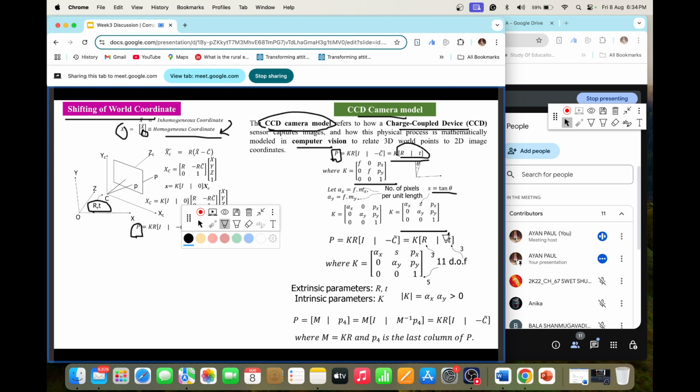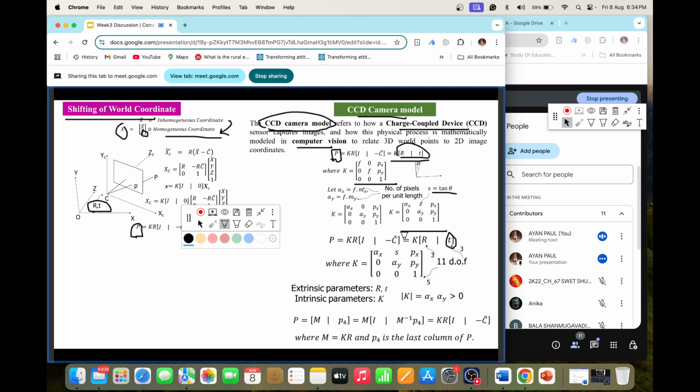In case of translation, we will have 3 degrees of freedom. Similarly for rotation, we will have 3 degrees of freedom. And about K, the camera calibration matrix, you can easily see in the picture: 1, 2, 3, 4, 5. This one is just for scale. That means 5 degrees of freedom. So in total, this P matrix will have 11 degrees of freedom.